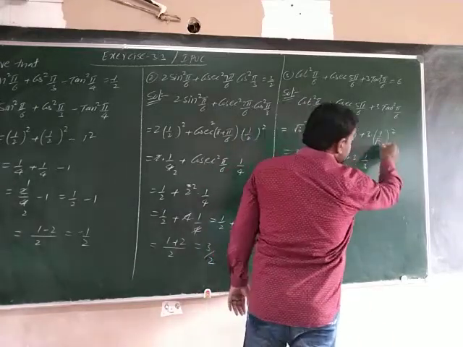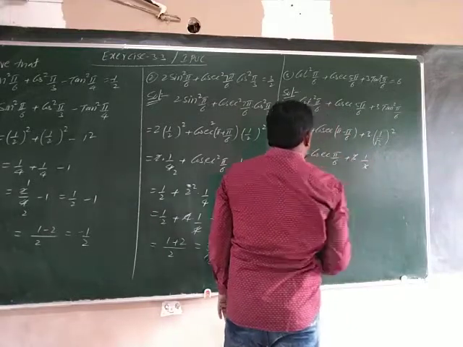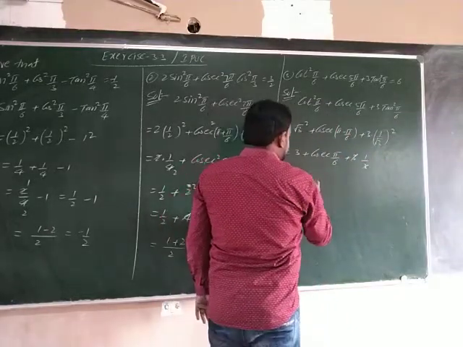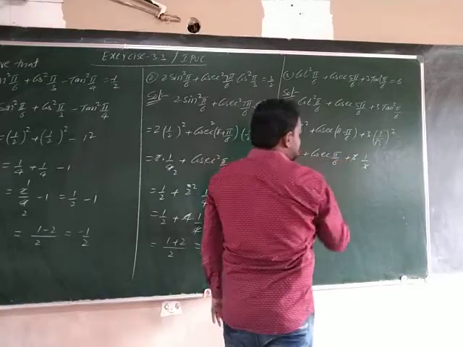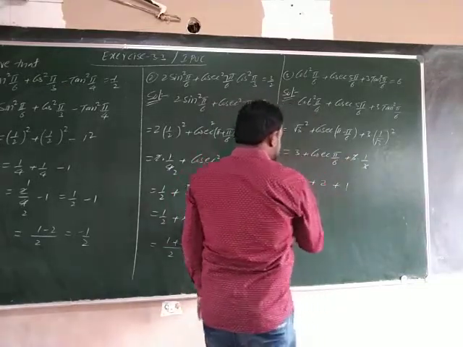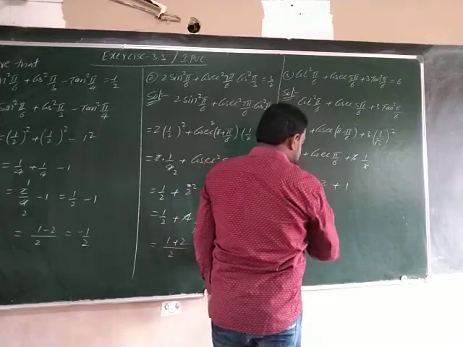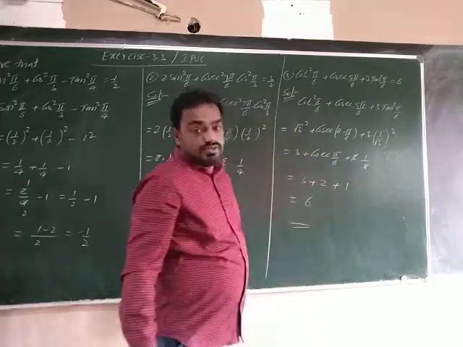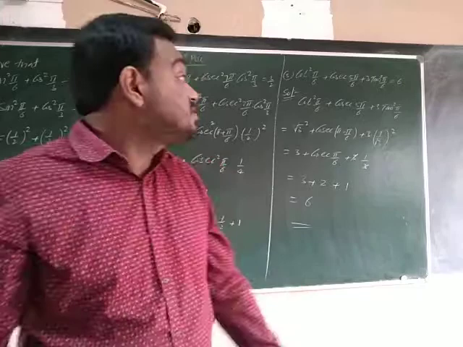1 by root 3 square is 1 by 3. 3 is getting cancelled. So 3 plus cosec pi by 6. Pi by 6 value is 2, plus 1. 3 plus 2 plus 1 is 6. This is the answer. This is question number 3.